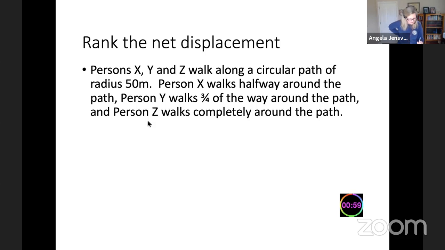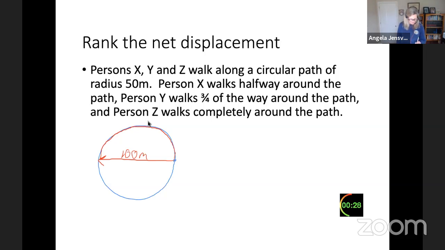Okay, how'd you guys do? There's a circular path, right? Let's say this is the beginning of the path. So we have person X who walked halfway around. From here to here, displacement is just from where you started to where you ended. So the magnitude of that displacement should be 100 meters because the circle has a radius of 100 meters.